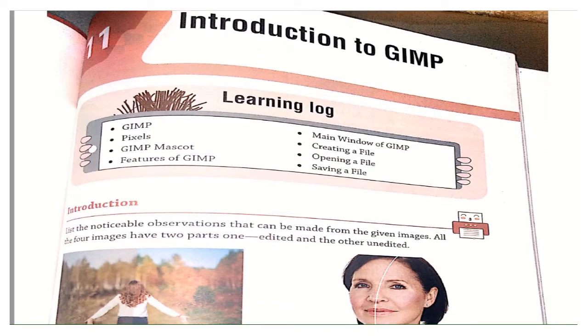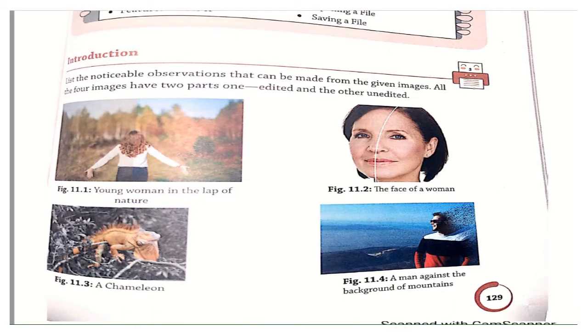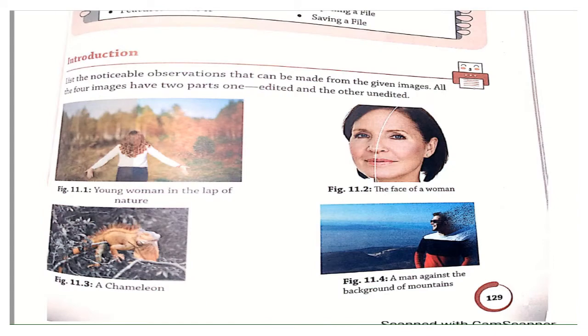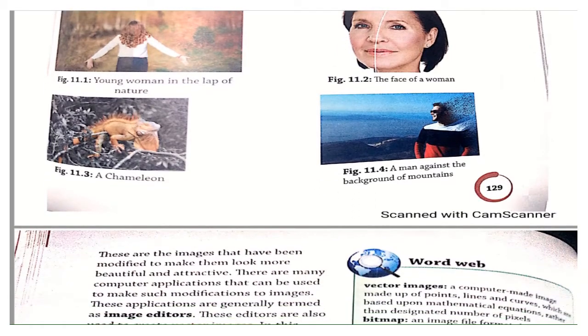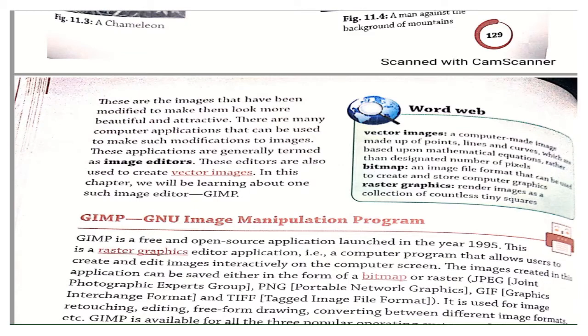So let us see. First of all, we should see what all images you can see here. There are four images and they have two parts, one edited and one unedited. Here you can see the differences between these two, what is the edited part and what is the unedited part. The editing which we can see could be made by using GIMP. These are the images that have been modified to make them look more beautiful and attractive.